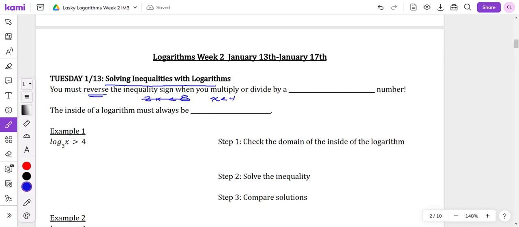So if I say negative 2x is less than 8, when I divide by this negative, I get x is greater than negative 4. Okay? You see what I'm talking about there. So when you divide by a negative number, you reverse the inequality. So watch out for that one.